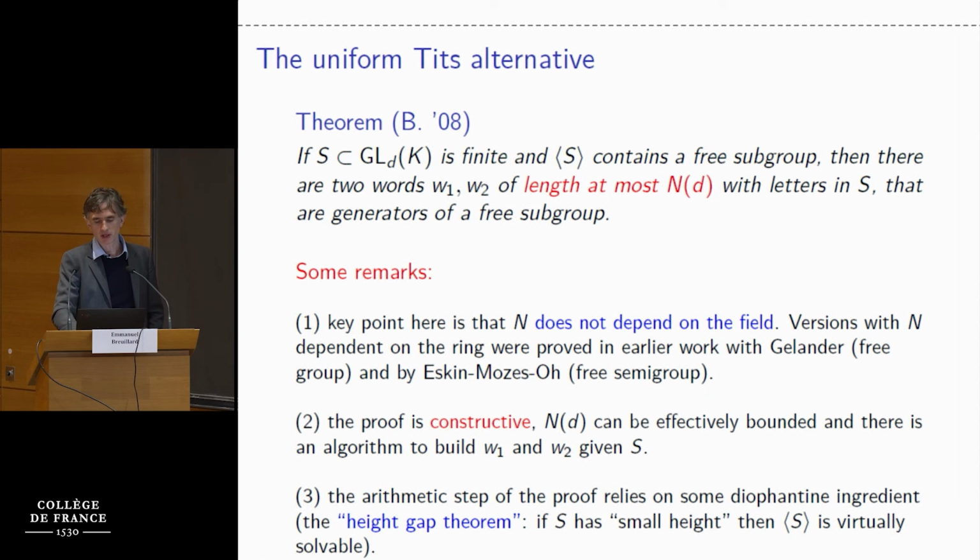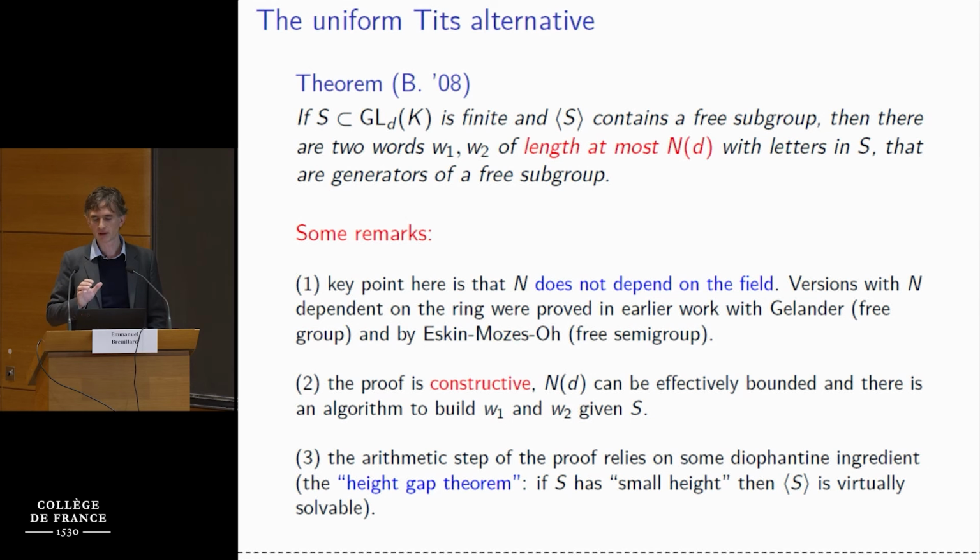So a key point here is the independence of the field. So it does not depend on the field. So you see a corollary of this is already a simple corollary, interesting to state, and is non-trivial, is that if the matrices you start with generate an infinite group, then you will be able to find an element of infinite order in finite time, in bounded time. So you can find a small word which will be of infinite order.